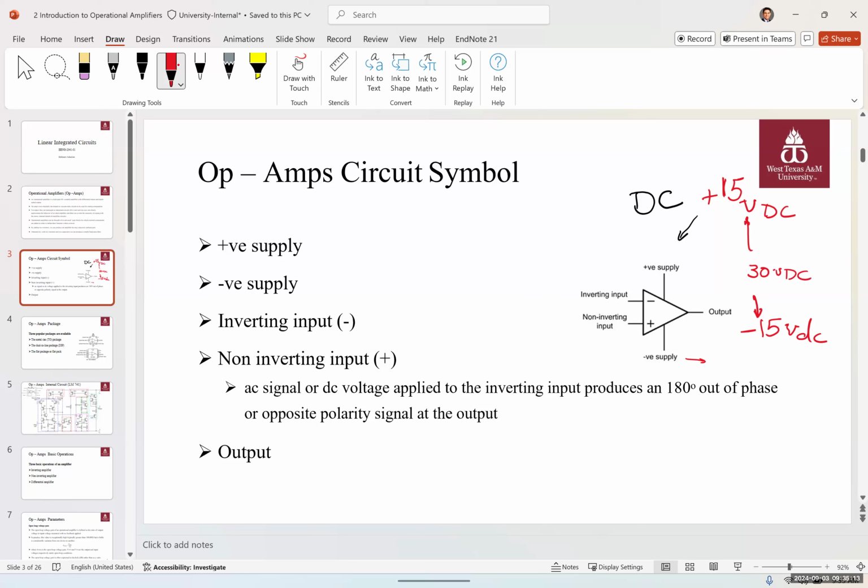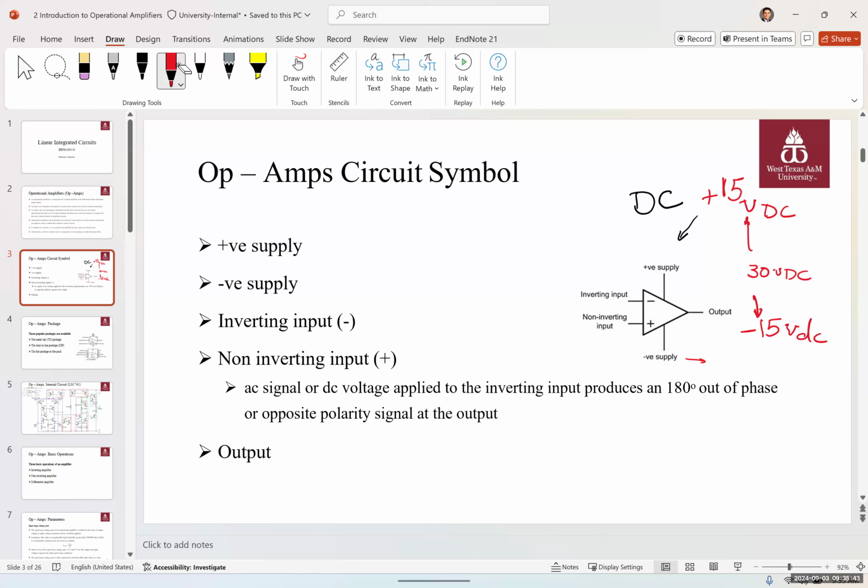So the DC power supply is just to turn on the op amp. It powers the op amp. It's not giving it any data. It's not an input. It's not an output. It's just to keep the op amp running. It's a DC supply like what you had in a transistor. It's the same thing. Then we have the inverting and the non-inverting input.